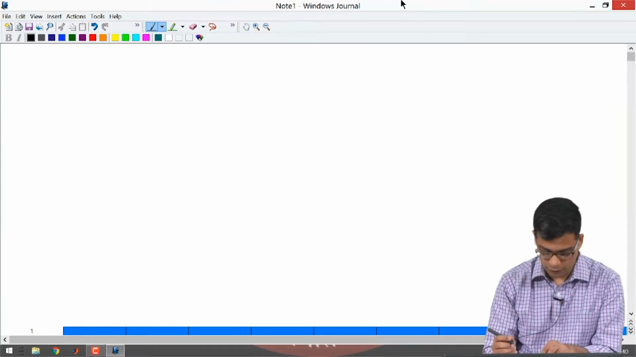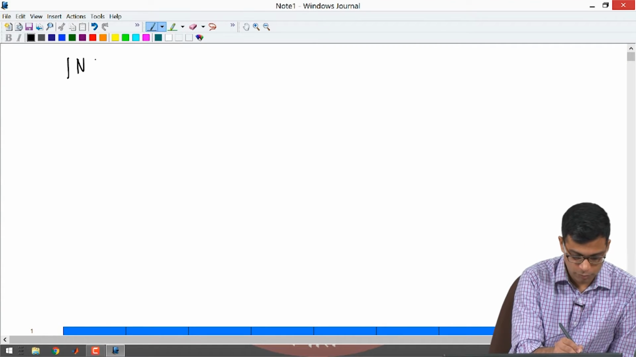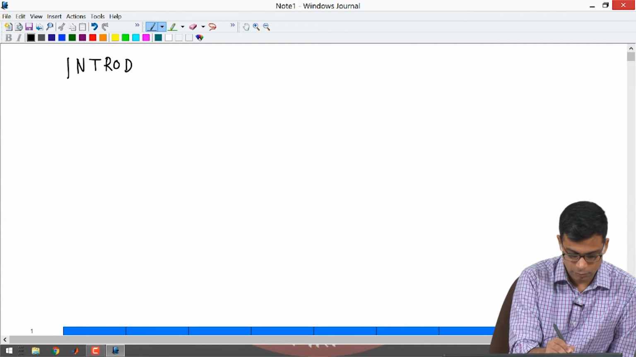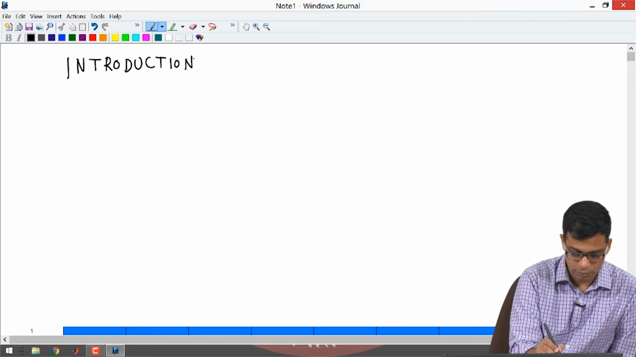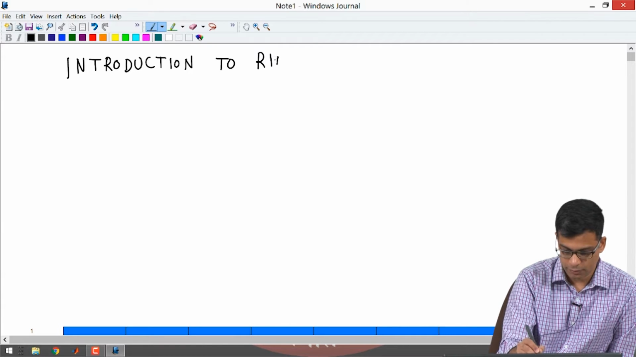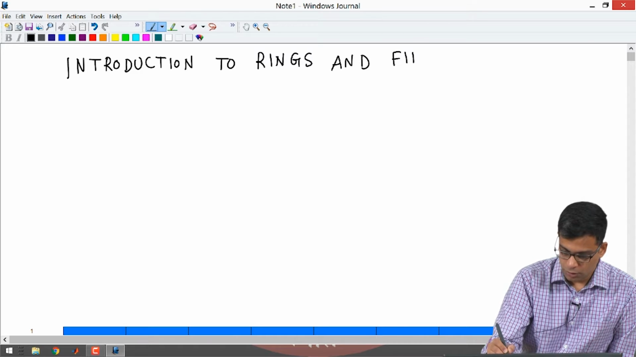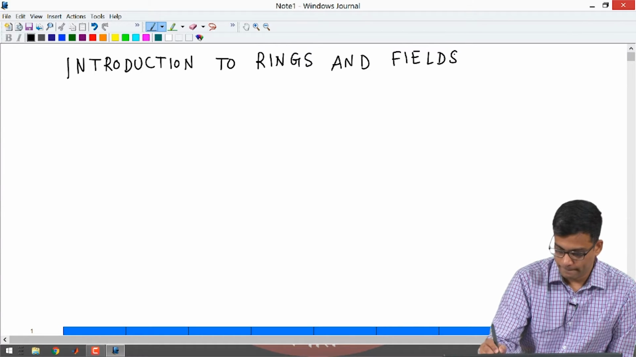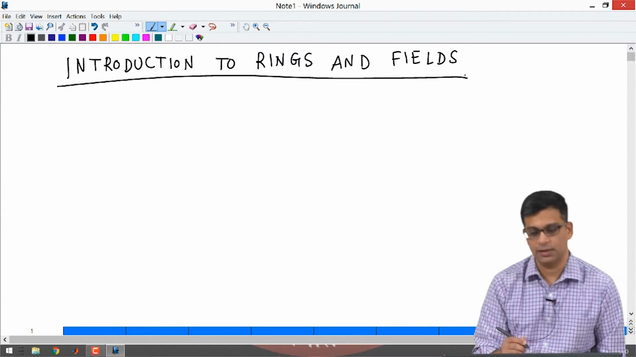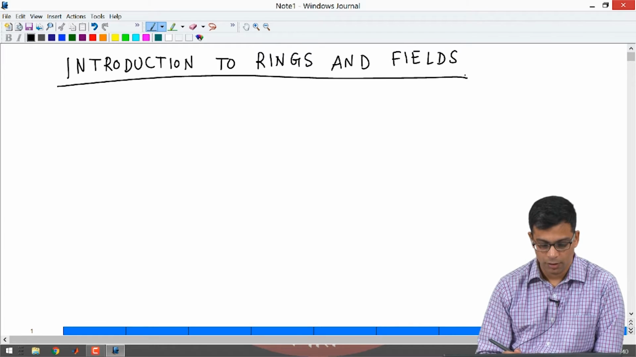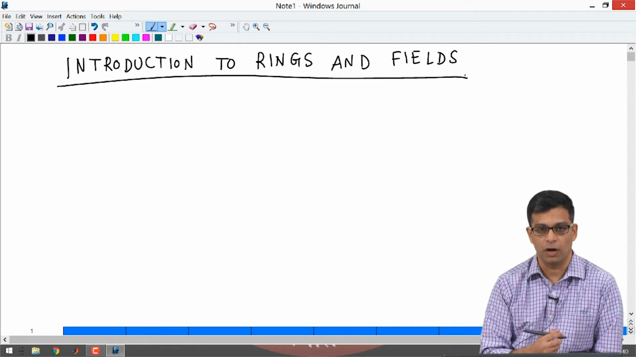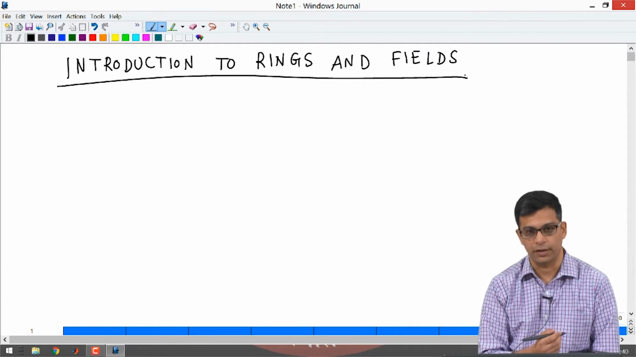I work in Chennai Mathematical Institute, and in this 8-week course we are going to learn basics of rings and fields. Course title is Introduction to Rings and Fields. Rings and fields are algebraic objects which have some operations on them satisfying certain properties.